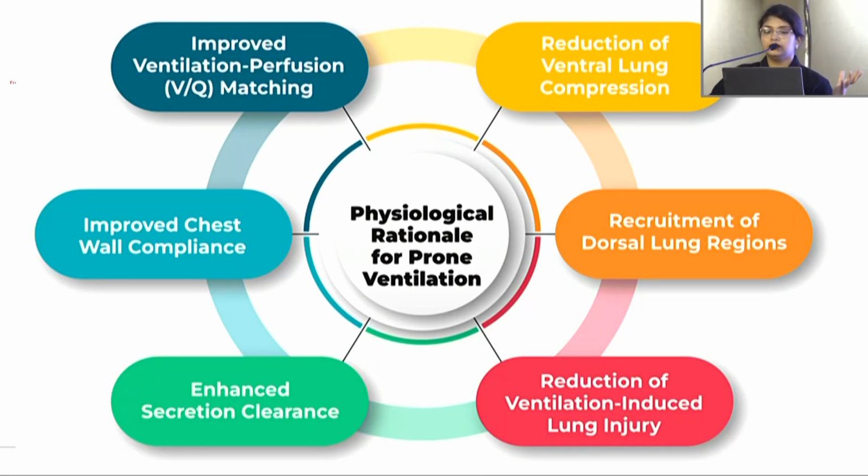These are the benefits of putting the patient in prone position. When I put the patient prone, there is reduction of the ventral lung compression. There is recruitment of the dorsal regions of the lung. When this happens, automatically my ventilation perfusion matching will be improved, so ventilator-induced lung injury will reduce. An added benefit is that chest wall compliance will increase and secretion clearance also will be enhanced.